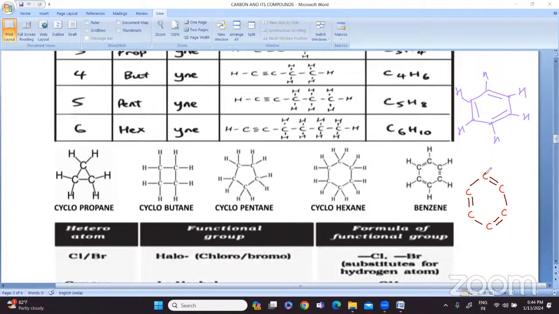Now see here, carbon has 1, 2, 3, only 3 hands, so it takes one hydrogen. Again for each carbon. Each carbon atom will have how many valency? 4 valency. So like this. This is the structure of benzene. Got it? Okay, fine.